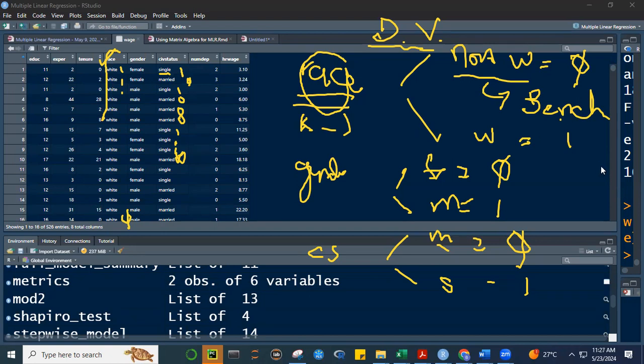And what will the dummy variable look like? It will look like this, this will be 1, okay? This will be 1. So I mentioned here 1, 1, 1, and all the non-whites will be 0.